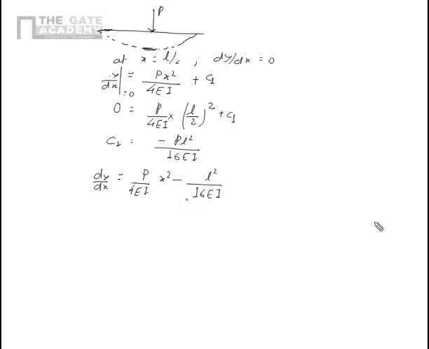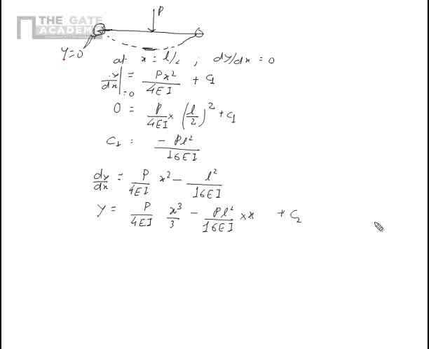Now I integrate this once more. I get y is equal to P upon 4EI into x cube by 3 minus PL square by 16EI into x. Now you see this equation will have another constant of integration called C2, which can be found out by saying that at the ends here and here there is no deflection. So if I put the value of x equal to 0, I see y is equal to 0 there at this point. Y equal to 0 because that is a fixed end.